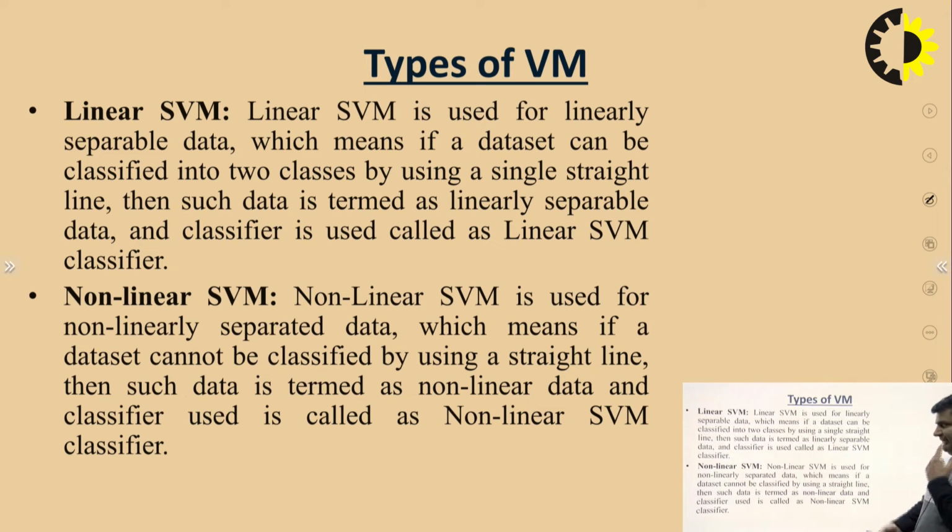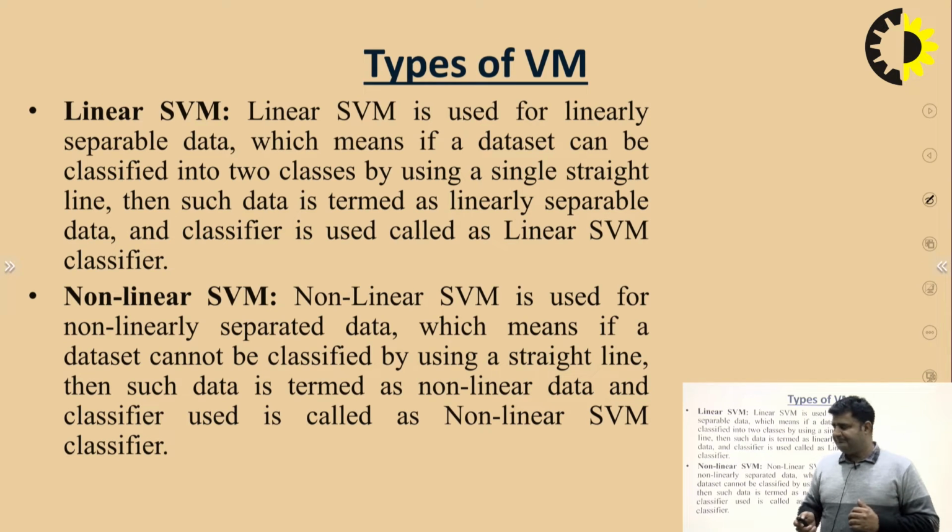Non-linear SVM is used for non-linearly separable data, which means the data set cannot be classified using a straight line. Such data is called non-linear data, and the classifier used is the non-linear SVM classifier. Simply, when the data points are linearly separable, we use the linear SVM model to classify new data points, and when the data is non-separable, we use the non-linear SVM. So we first move on to linear SVM, then non-linear SVM.